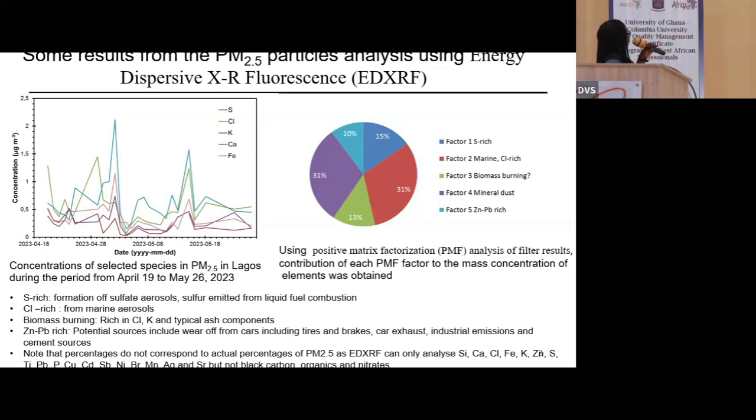Zinc, lead rich, we get them from car exhaust, industrial emissions, cement sources, and so on. So actually, the contribution here for the PM 2.5 is not complete because the EDXRF is limited to some of those pollutants that it can read, not reading carbon, black carbon and organics and so on, which is also part of the PMs there. So this is just a way of suggesting a bit what it is.